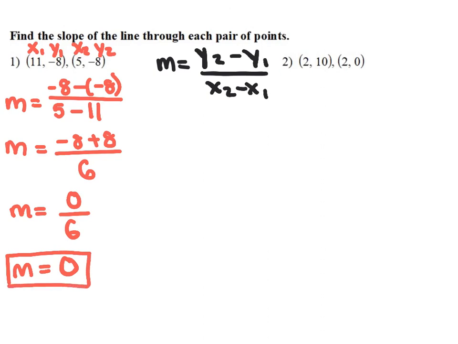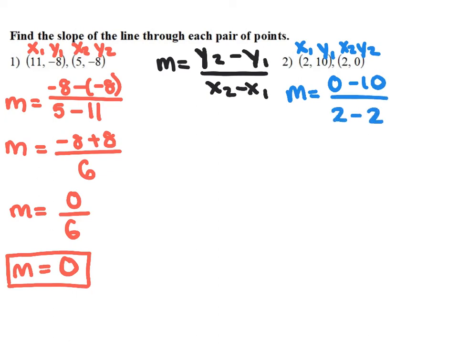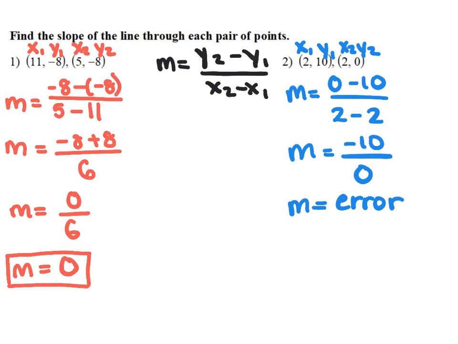For the other example, I'm going to call my points x1, y1, x2, y2. Now if I substitute into the slope formula, I get 0 minus 10 over 2 minus 2. Now when I do 0 minus 10, that gives you negative 10, and 2 minus 2 gives you 0. When you plug this into the calculator, you get the error message again, because you can't divide by 0, so that means that the slope is really undefined.